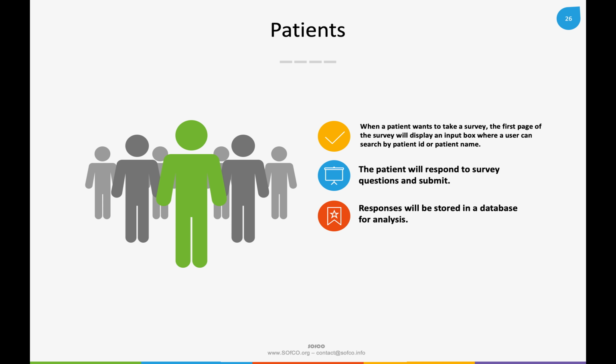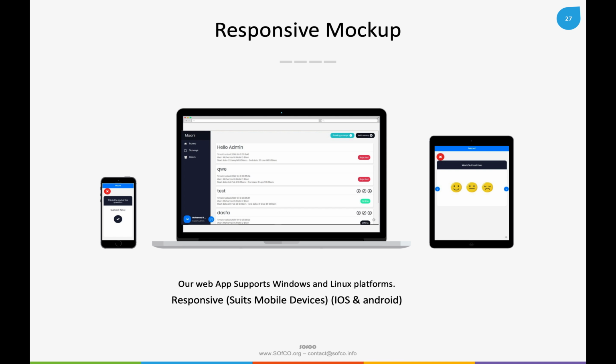Here, for the patients. When a patient wants to take a survey, the first page of the survey will display an input box where a user can search by patient ID or patient name, as we said before. The patient will respond to the survey questions and submit. And the responses, this is the most important part, will be stored in a database for analysis. The most important thing is that our web app supports Windows and Linux platforms. It's also responsive and suits mobile phones for both iOS and Android. So it will work everywhere you try.